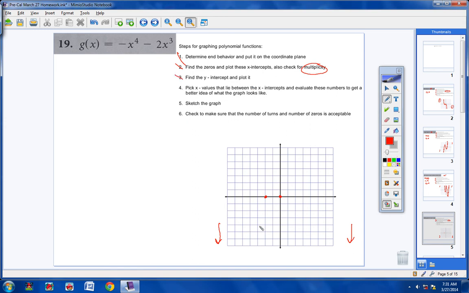Now, the graph we know is going to be going down. Okay, and it's going to hit here and then come down. Now, that looks good, okay? That looks good. But sometimes these graphs do some weird things like this.